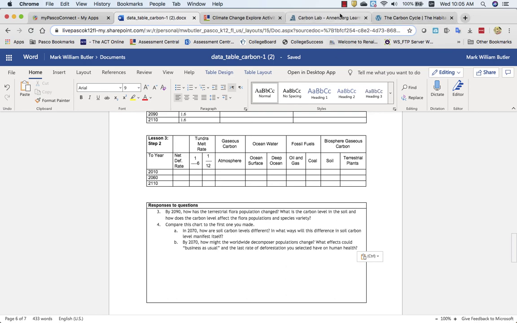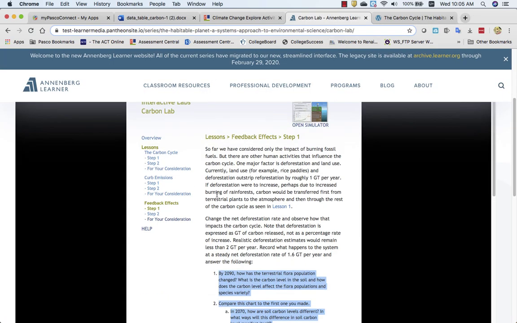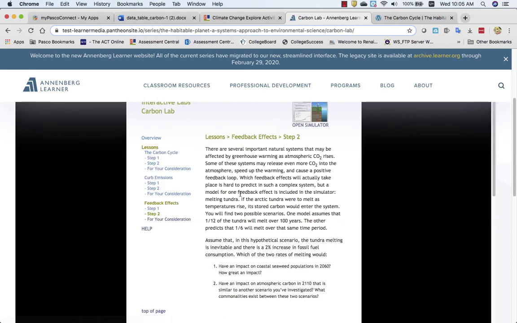Then you're going to go to step 2. Step 2 has some other things, and it talks about this tundra melt. Okay, there are several important natural systems that may be affected by greenhouse warming. Okay, so you're going to run that. You will find 2 possible scenarios.